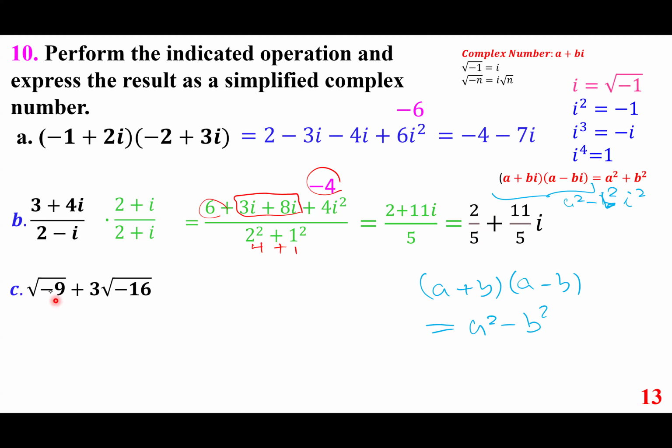So what about square root of -9? According to this it is 3i, and square root of -16 is 4i. This makes this 12i. So the result is 59.